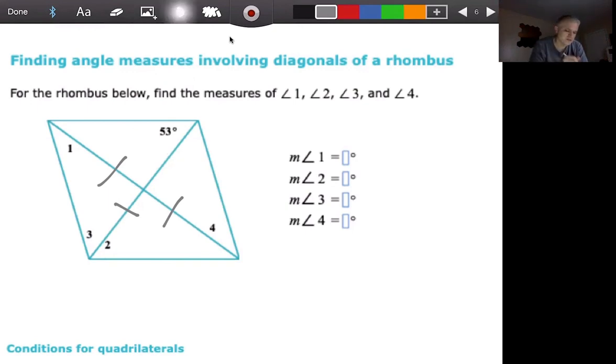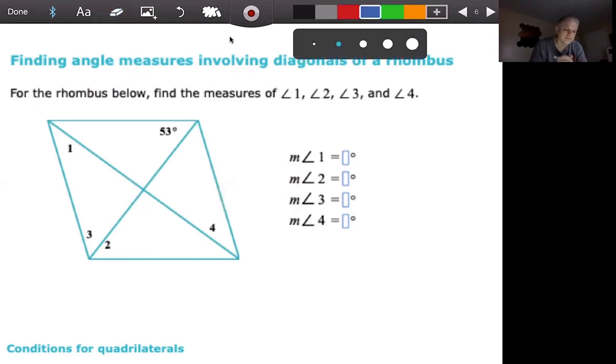But with a rhombus, this is the cool extra. For a rhombus, the diagonals don't just bisect each other like all parallelograms, but they're perpendicular. Every rhombus has diagonals that create 4 right angles in the center. That's cool. All right, so let's see what we can do with that. I haven't looked at this yet, so this could be fun.